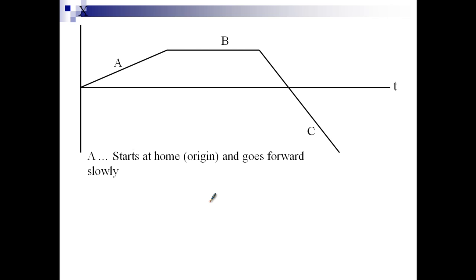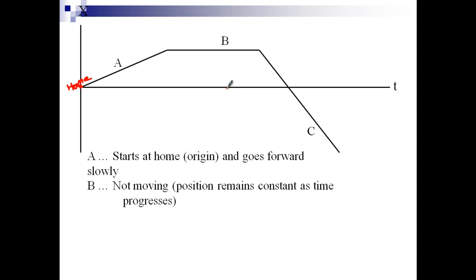So A, this could be you going to school or something. You start at home. Here's home. You start at home, and you go forward slowly. So you get a nice gradual slope for A. B, you're not moving. Your position doesn't change. Whatever this position is right here, you keep it for a certain period of time. Let's say it's 10. You hold at 10 for a certain period of time in between here.